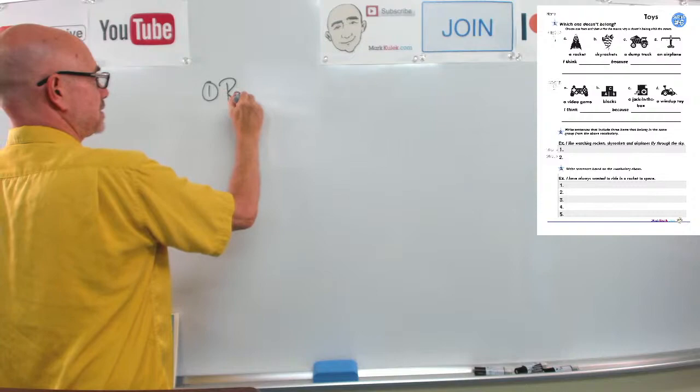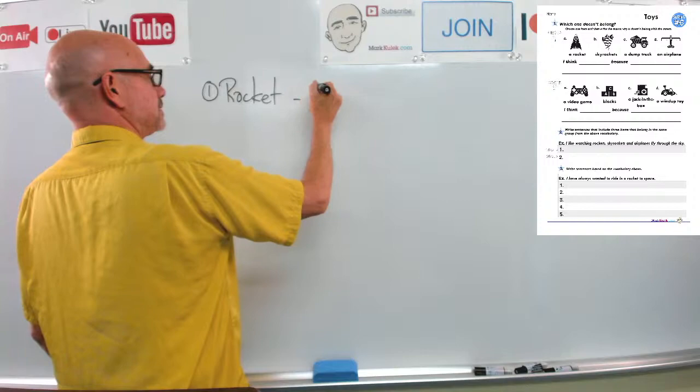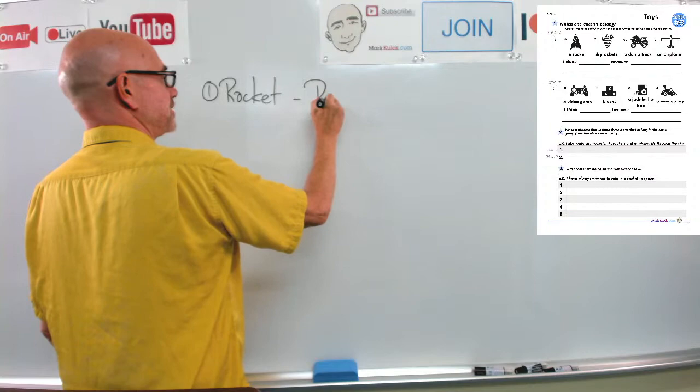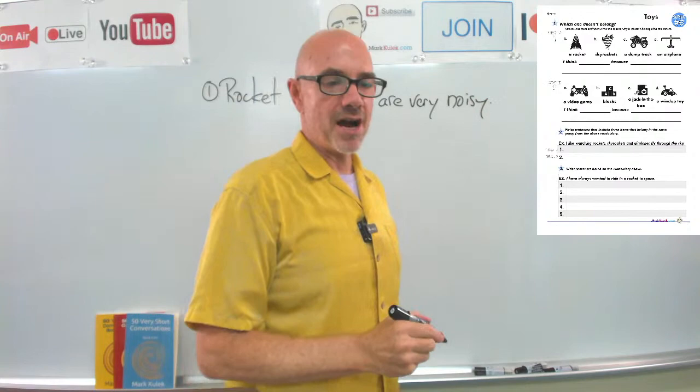And I'm going to say, let's see, rocket. I'm just going to do an easy one. Rockets are very noisy. Yes, they are. Rockets are very noisy.